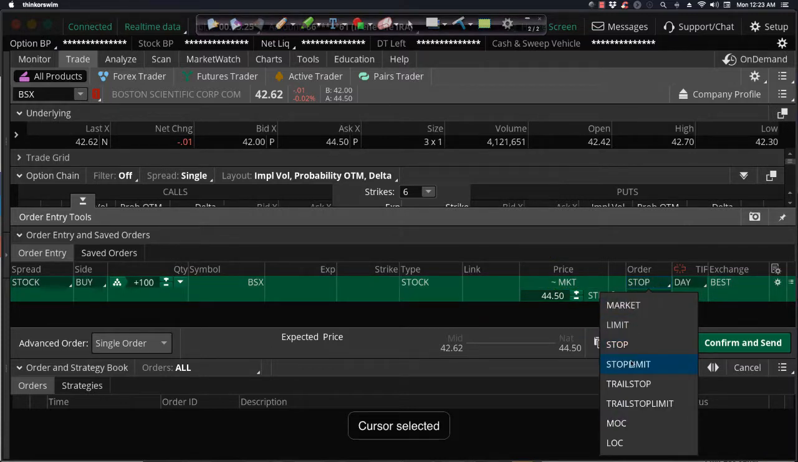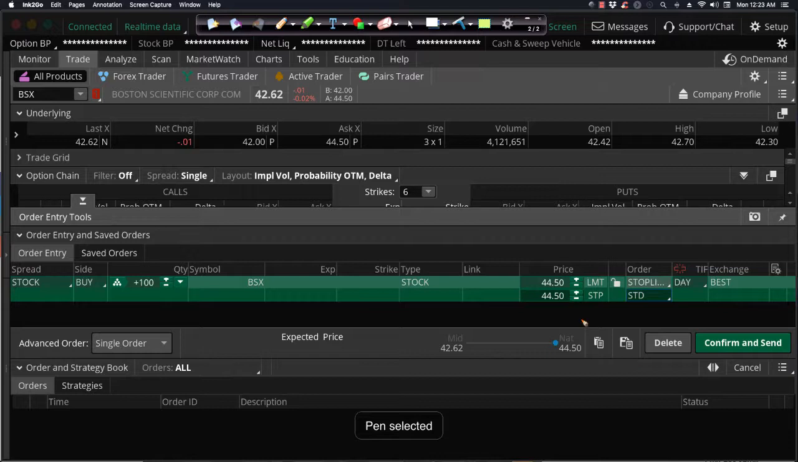If I put in a stop limit, I get to put in the trigger price, and I get to put in the limit price I want. So I can actually use the stop as the price trigger and then have it send in a limit order instead of a market order. And that will help me control the entry price of the trade.